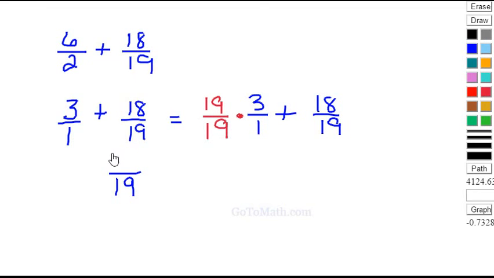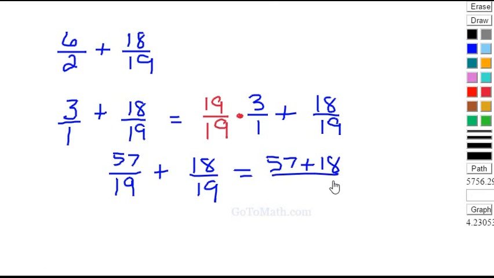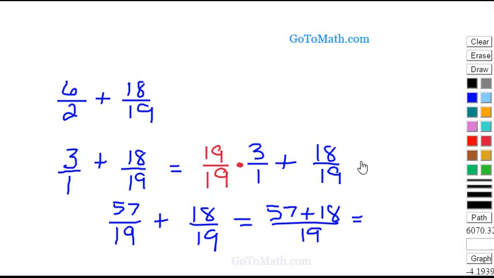So that's going to be 57, and then plus we have 18 over 19, and so now we just add the numerators, 57 plus 18 over 19. Don't worry about what's going on over here, okay? That's some top secret stuff. Anyway, so we have 57 plus 18 over 19.